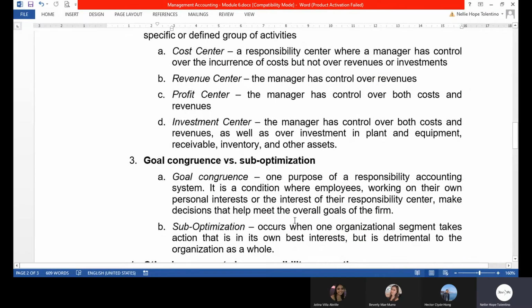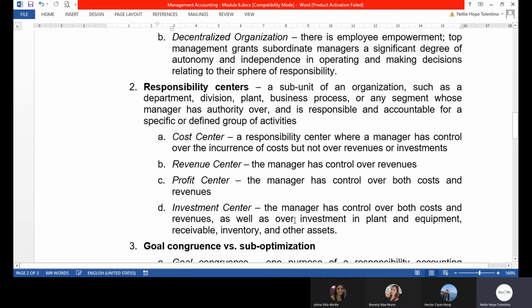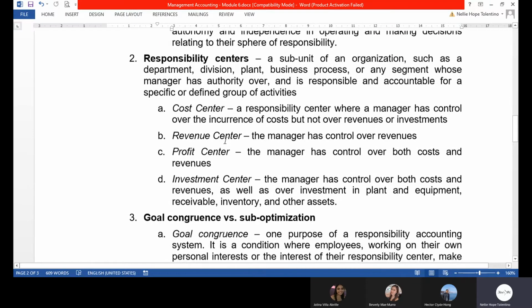Now, let's talk about goal congruence versus sub-optimization because there is a big difference. Ganito kasi yan. Ang nangyayari because decentralized ang organization, maraming responsibility centers. Each responsibility center merong manager. So, may sales manager, may accounting manager, branch manager, ganon. Ang tendency kasi kapag ganon, pwedeng mag-away-away yung managers.